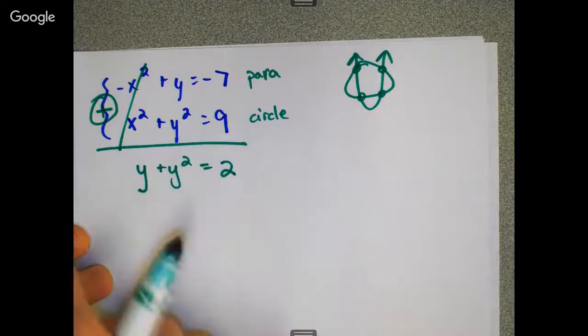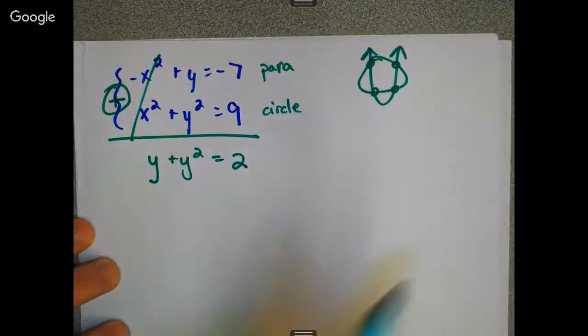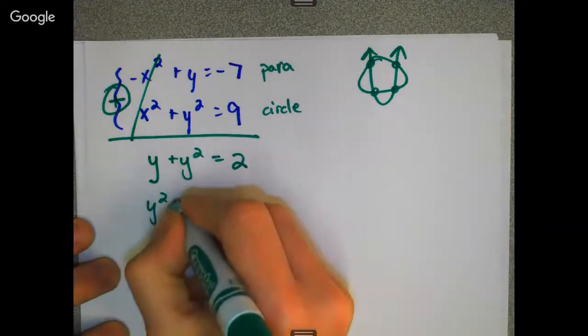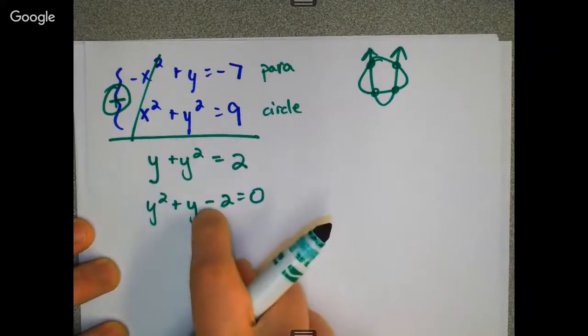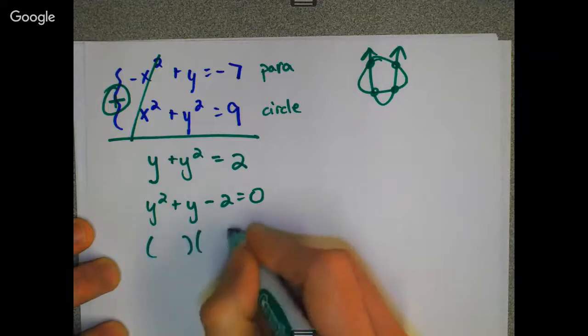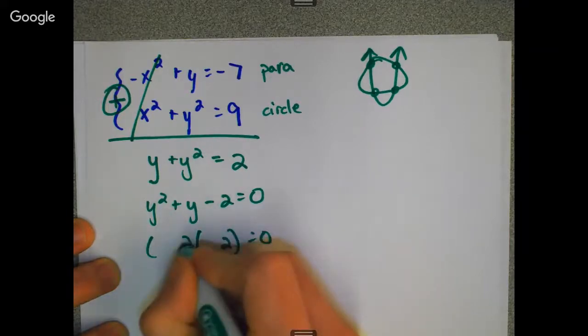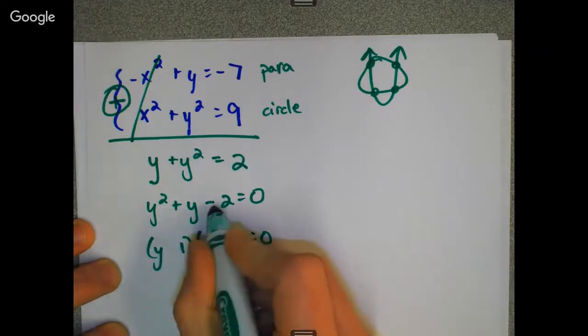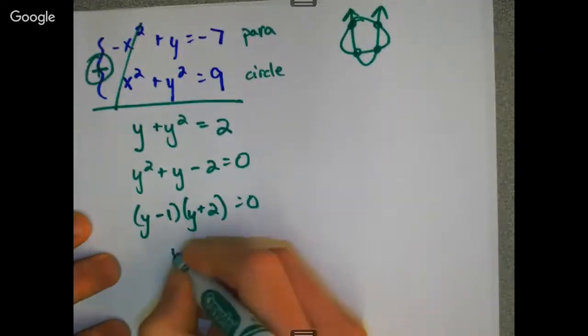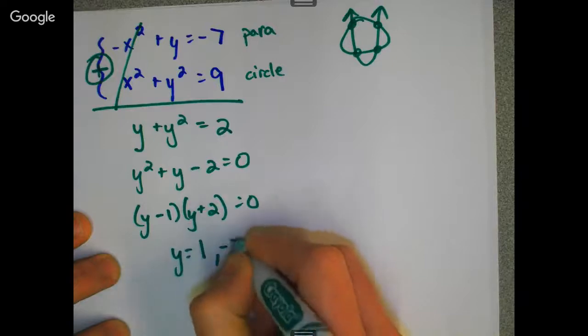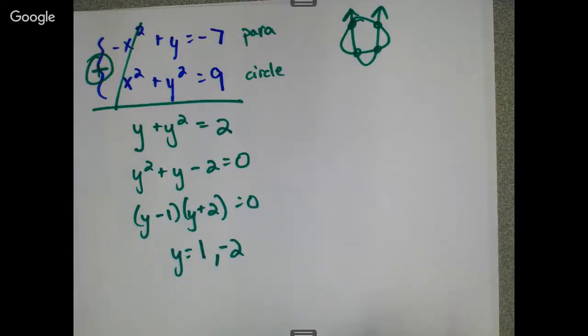So again, this is a quadratic here, so we'll just set it equal to 0. I need factors of 2 that subtract to 1. That's 2 and 1, y and y. Signs are different. The bigger one's positive. Okay, so here I get y equals 1 and -2. Okay, so I at least have two solutions.